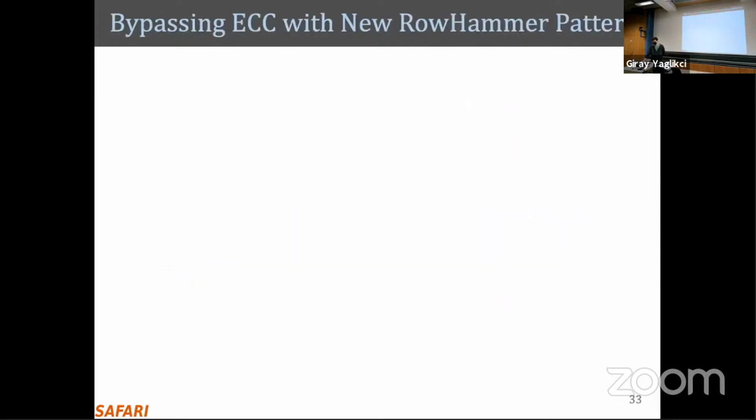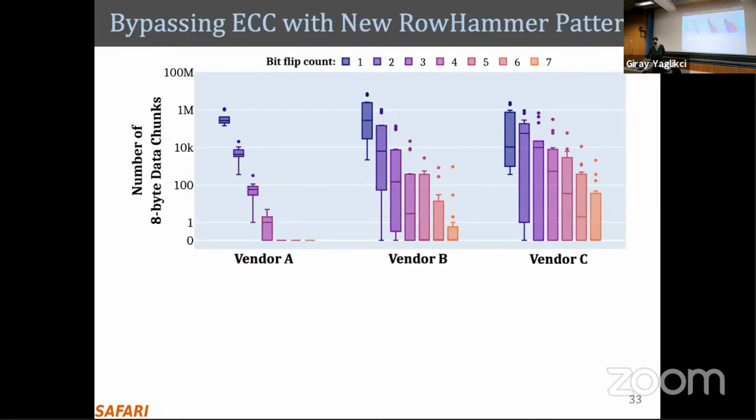Now let's analyze the RowHammer bit flips at a smaller granularity and see whether ECC can protect against RowHammer bit flips that our access patterns cause. So this plot shows, individually for each DRAM vendor, the distribution of 8-byte data chunks that have 1 to 7 RowHammer bit flips, and the y-axis is in log scale. The majority of the 8-byte data chunks are those that have only a single RowHammer bit flip, which can be corrected using typical single error correction ECC.